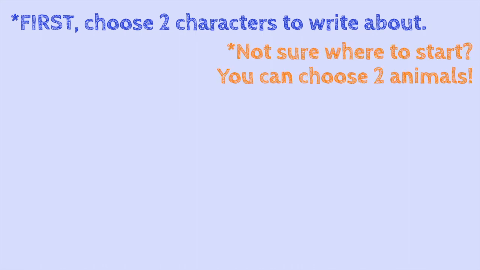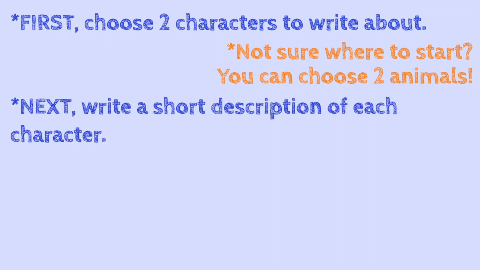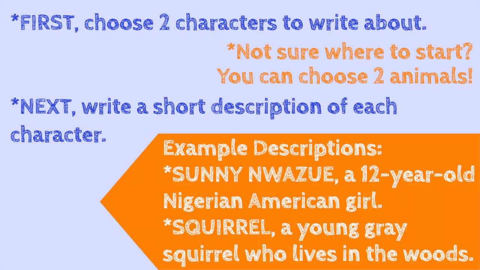But for today, if you want to come up with 2 characters now, but you're not sure where to start, you can choose 2 animals. That's what I'm going to do today. Next, write a short description of each character. Here are a couple examples. If I were Nnedi Okorafor and I wanted to write a description of the main character from Avocado Witch, it might be Sunny Nwazwe, a 12-year-old Nigerian-American girl. Or if I were writing about an animal, it might be Squirrel, a young gray squirrel who lives in the woods.